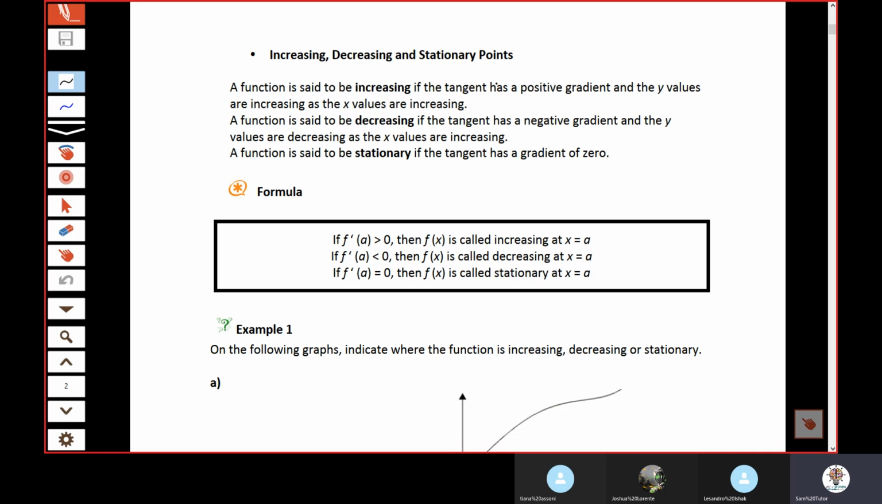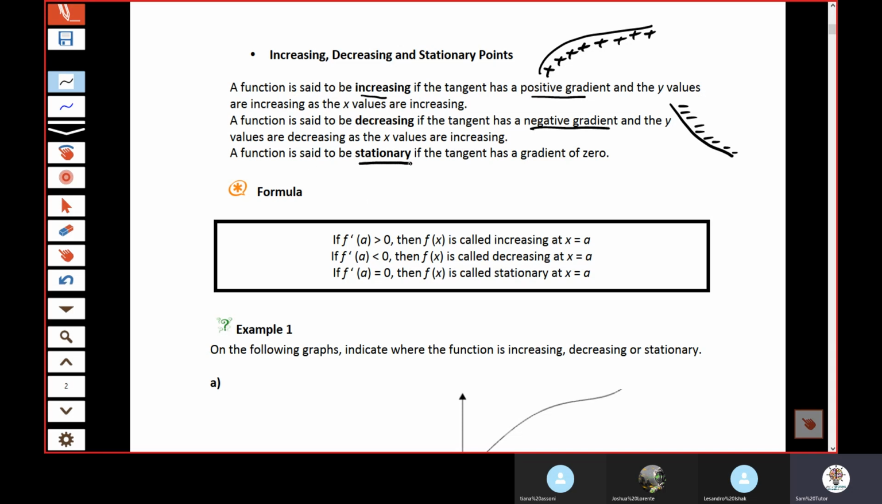Increasing, decreasing, and stationary points. A function is said to be increasing if the tangent has a positive gradient and the y values are increasing as the x values are increasing. That's a really fancy way of saying if your graph is sloping to the right, it's obviously increasing. The gradients are all positive. Make sense? A function is said to be decreasing if it has negative gradient. Again, that's just another fancy way of saying if something was shaped that way, then these are decreasing gradients. Yep, slope to the left.